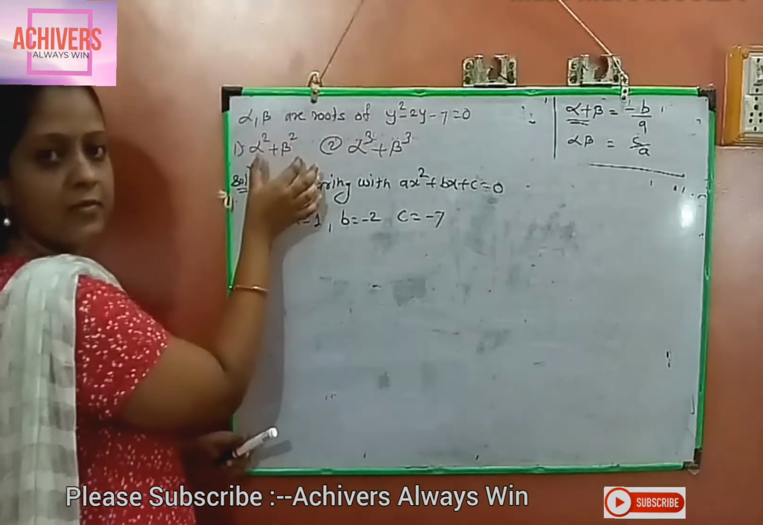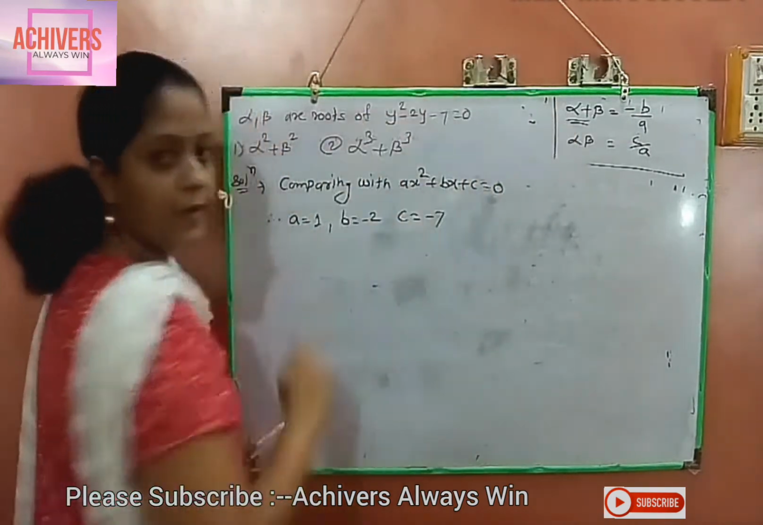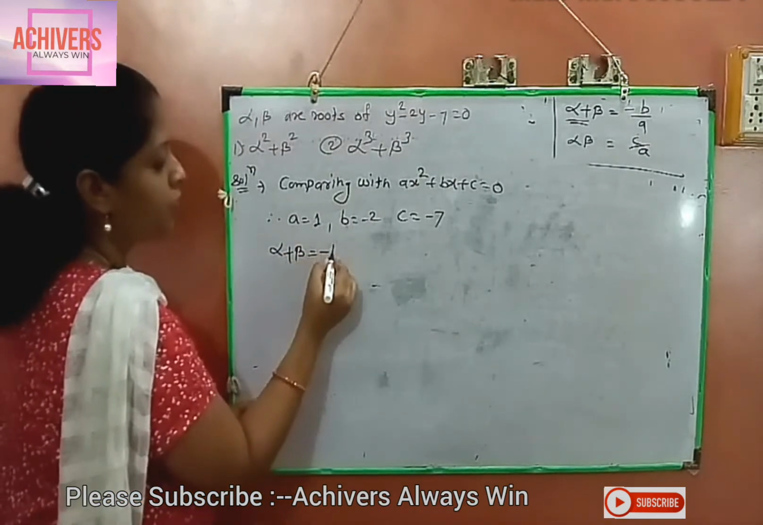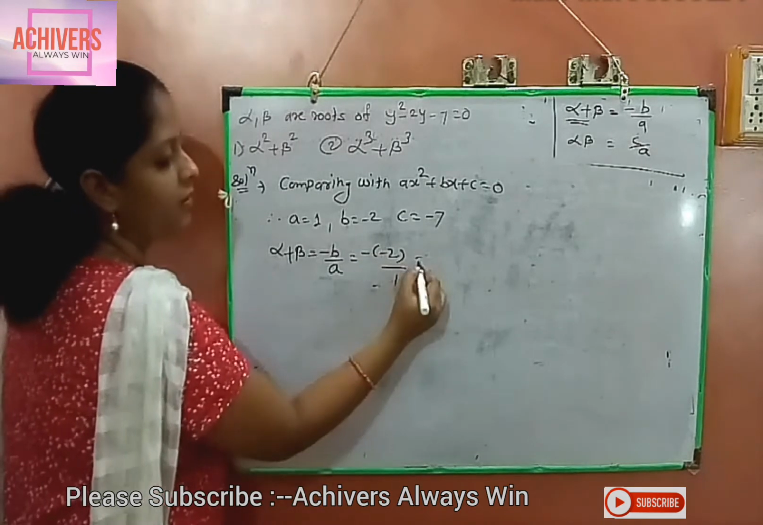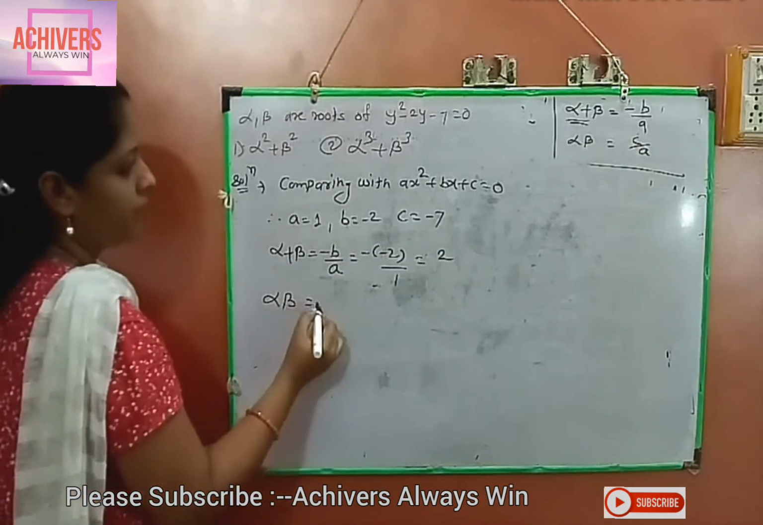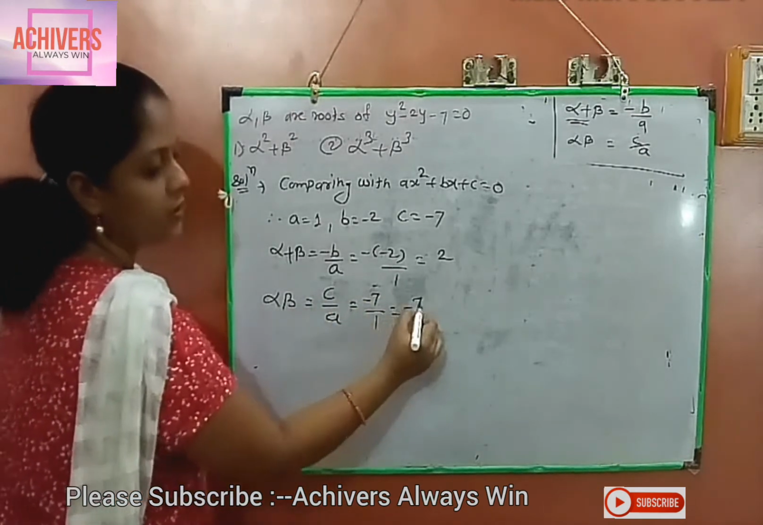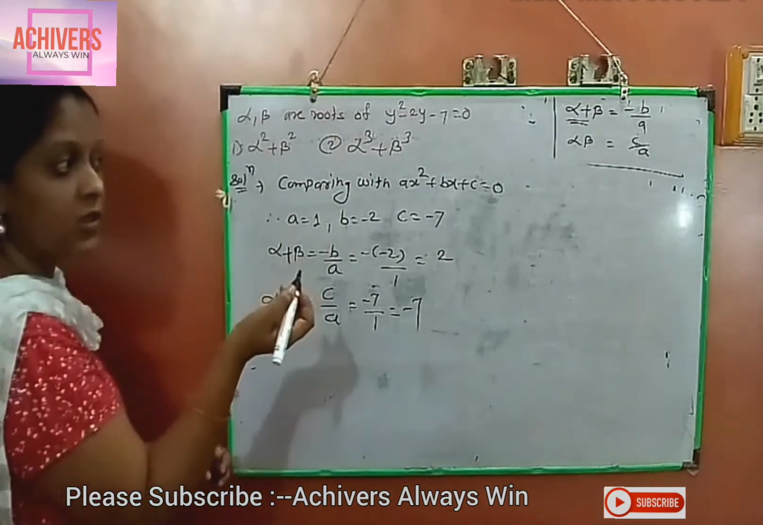Then first we find which value? Alpha square plus beta square. But first we know alpha plus beta. We know that alpha plus beta is equal to minus b by a. Minus minus 2 by 1 means we get plus 2. Alpha multiplied by beta is c by a, so minus 7 upon 1 is minus 7.